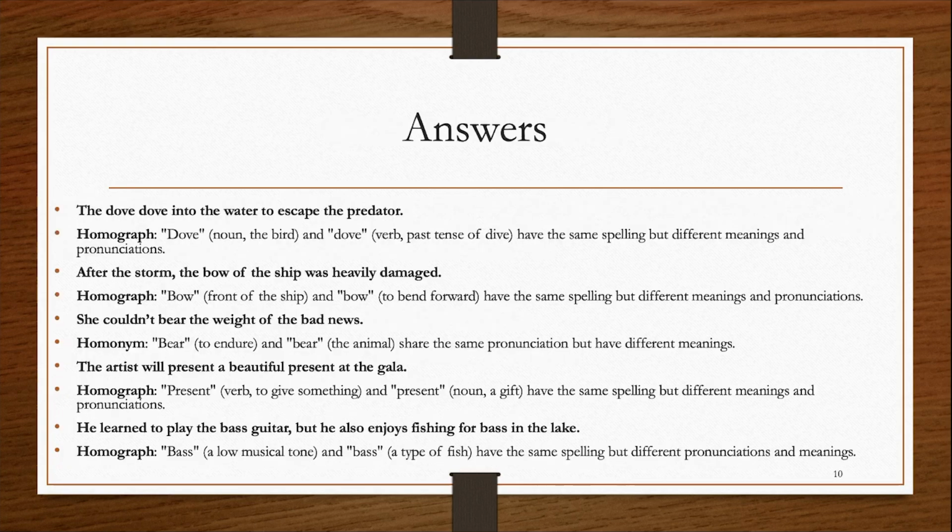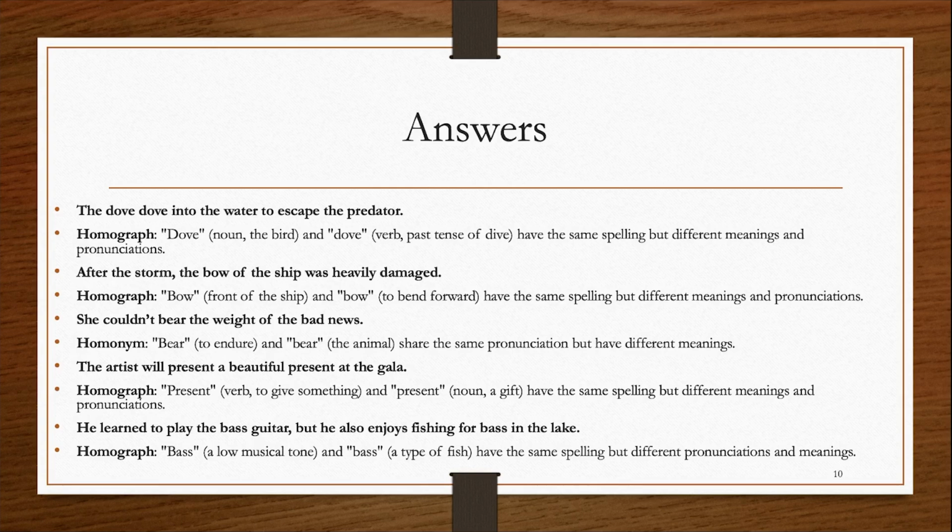First, dove. The first one, homograph. Second one, homograph. Third, homonym. Fourth and fifth, again, homograph. The first dove is a noun, the bird, whereas the second dove is the past tense of dive. They have the same spelling but different meanings and pronunciations. Now, bow, homograph again: bow, the front of the ship. And bow, to bend forward, take a bow. They have the same spelling but different meanings and pronunciations.